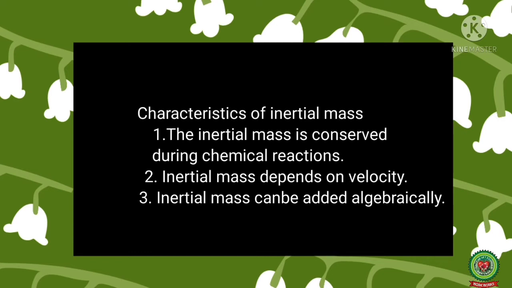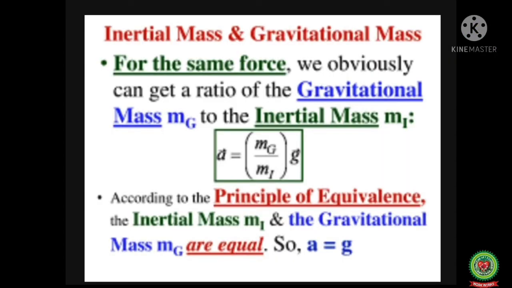Inertial mass varies with velocity. Inertial mass is independent of the size, shape, and state of the body. Children, do you know inertial mass of a body is proportional to its gravitational mass? Students, when the body is in the influence of gravitational force, then we use here small g, that is acceleration due to gravity. The formula for finding inertial mass is F equal to ma.